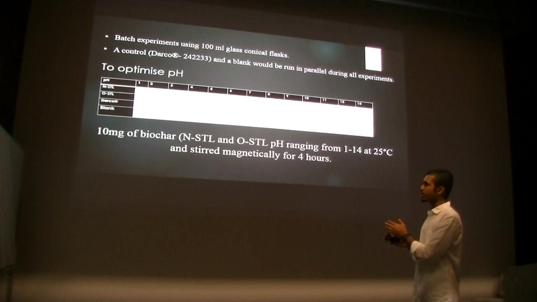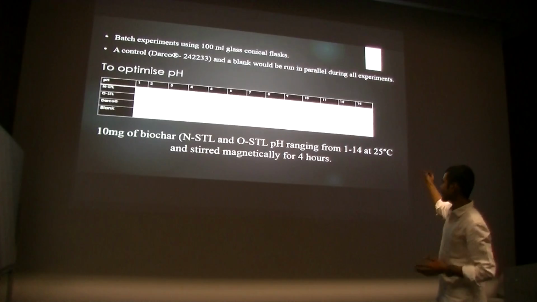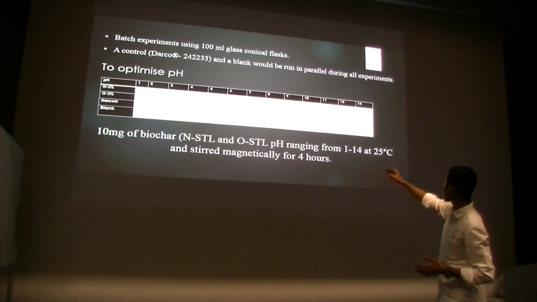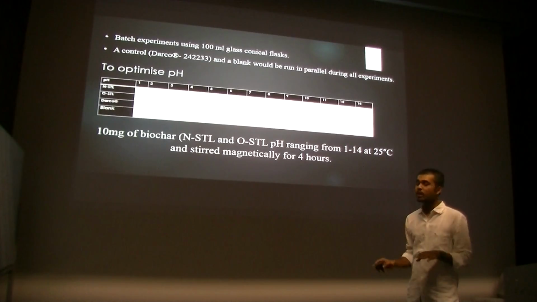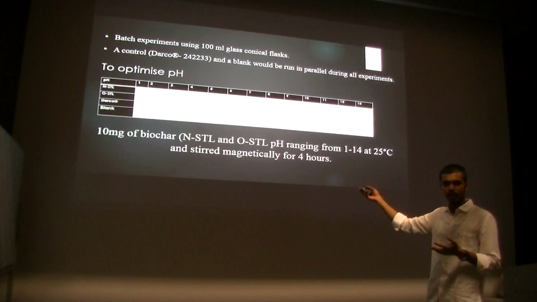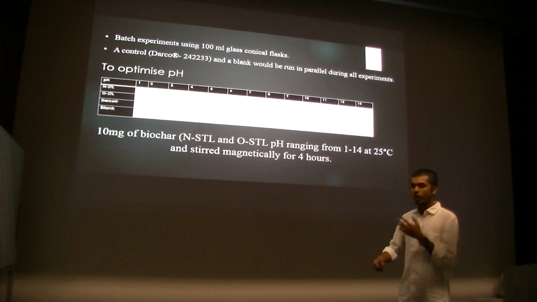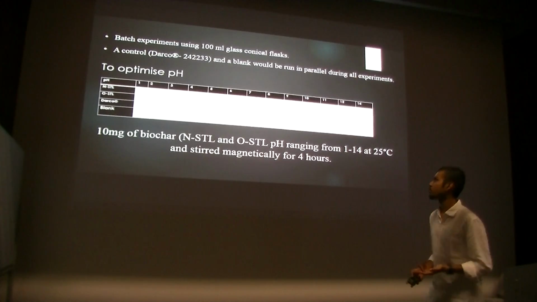So here, as you can see, only the pH of the solution varies, while the concentration, the dose, the temperature and even the contact time remain the same. After conducting this part of the experiment, you can analyze which particular pH is efficient enough in the removal of these micropollutants.